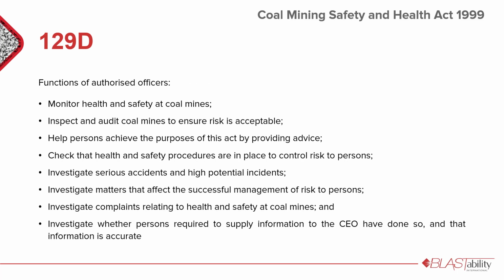129D. Functions of authorised officers. Monitor health and safety at coal mines. Inspect and audit coal mines to ensure risk is acceptable. Help persons achieve the purposes of this Act by providing advice. Check that health and safety procedures are in place to control risk to persons. Investigate serious accidents and high potential incidents. Investigate matters that affect the successful management of risk to persons. Investigate complaints relating to health and safety at coal mines. And investigate whether persons required to supply information to the CEO have done so and that information is accurate.